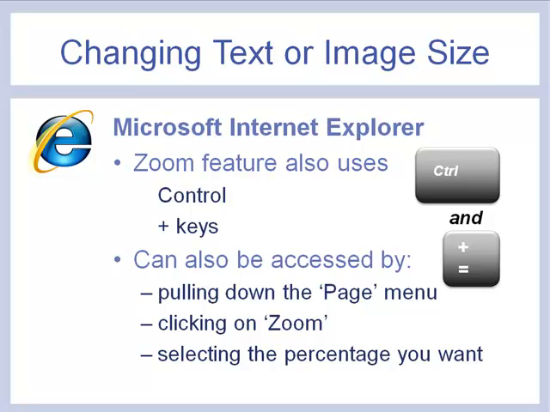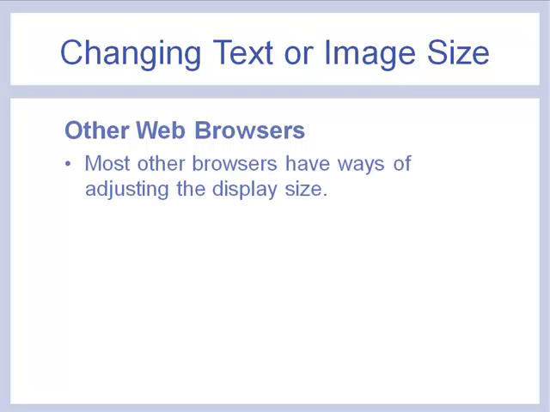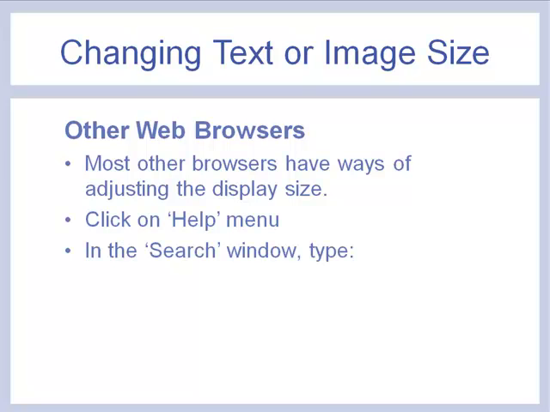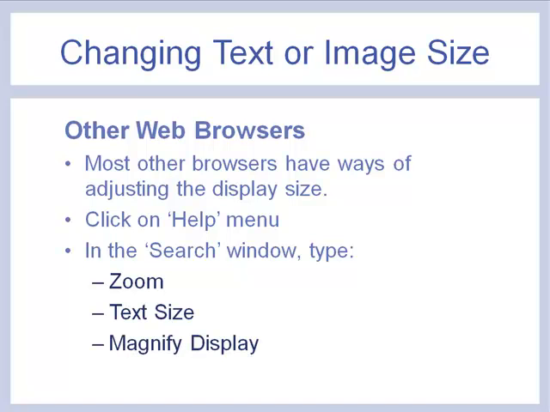If you're using another program as your web browser, it is likely to have a built-in way of adjusting the size of text and images on the screen. You can find this by clicking on the Help menu, then typing in the search window one of the following terms: zoom, text size, or magnify display. And once you've found information on how to adjust the display size, just follow the instructions.